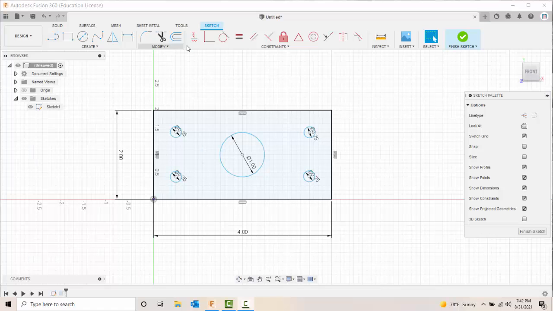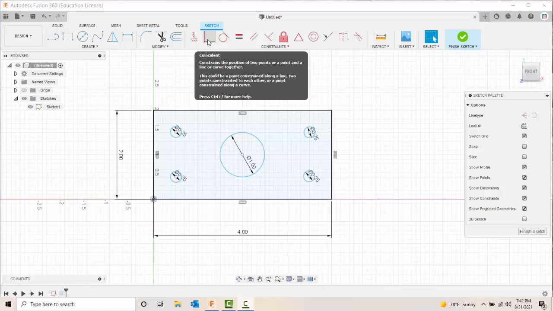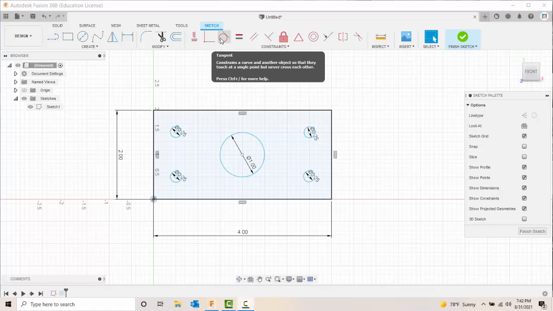We have like 12 different constraints. Up here we have horizontal and vertical, so it constrains a single line to either horizontal or vertical. We have coincidence, so two lines are tied together at one point. We have tangent, where the line is tangent to the circle at one and only one point. We have equal, so maybe two circles are equal or two lines are equal, any two objects.